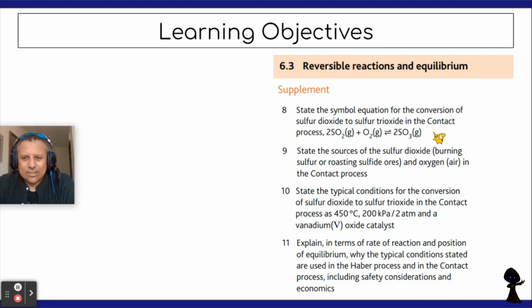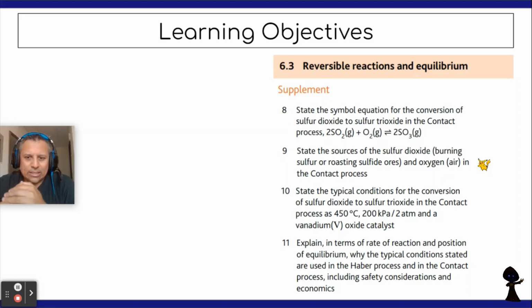Also, state the sources of sulfur dioxide, which is burning sulfur or roasting sulfide ores. If you roast the sulfide ores, such as iron sulfide, the sulfur part of the sulfide ore will combine with oxygen in the air to give you sulfur dioxide. That process takes place at high temperature, so it is called roasting.